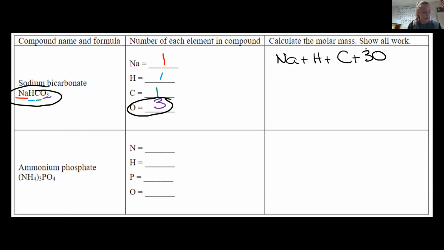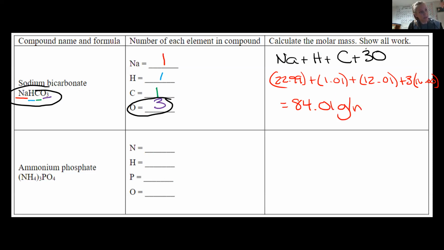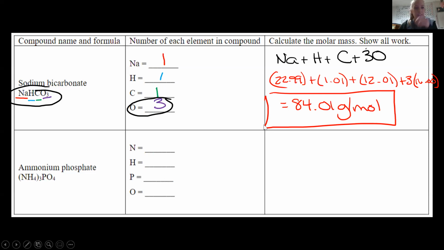Their masses. So sodium is 22.99, plus hydrogen is 1.01 grams per mole, plus carbon, if you look at the bottom of the box, is 12.01. And then we have 3 oxygens, which are each 16.00. You put that in your calculator and you end up with 84.01 grams per mole. That's the answer. You guys did it.